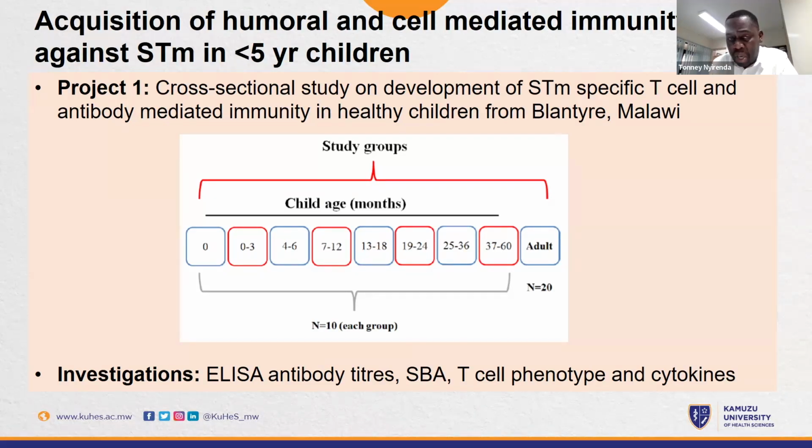We conducted a cross-sectional study to study the development of specific T cell as well as antibody-mediated immunity in these children in Blantyre, Malawi. We recruited 90 children and 20 adults. The children were age stratified as shown on the figure, and we performed immunological investigations, including ELISAs for specific antibody titers, serum bactericidal assays, SBAs, T-cell immunophenotyping, looking at the phenotype in terms of memory, but also cytokine production.